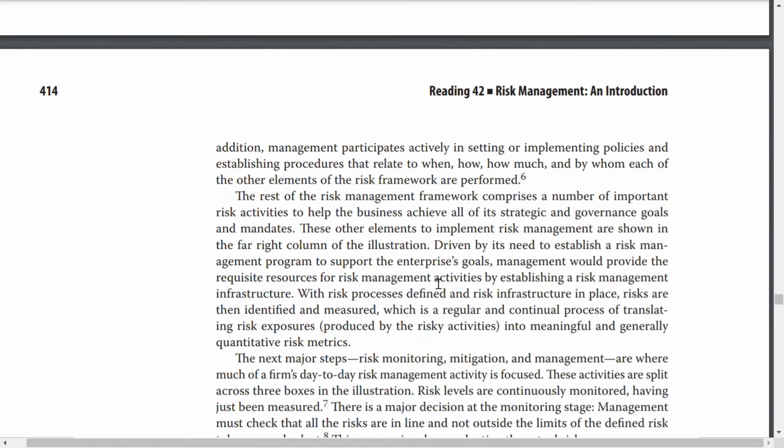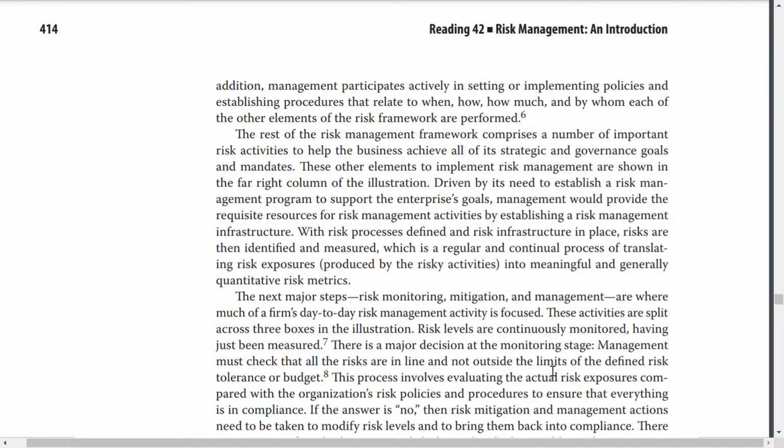The rest of the risk management framework comprises a number of important risk activities to help the business achieve all of its strategic and governance goals and mandates. These other elements to implement risk management are shown in the far right column of the illustration, driven by the need to establish a risk management program to support an enterprise's goals. Management would provide the requisite resources for risk management activities by establishing a risk management infrastructure. With risk processes defined and the risk infrastructure in place, risks are then identified and measured, which is a regular and continual process of translating risk exposures into meaningful and generally quantitative risk metrics.